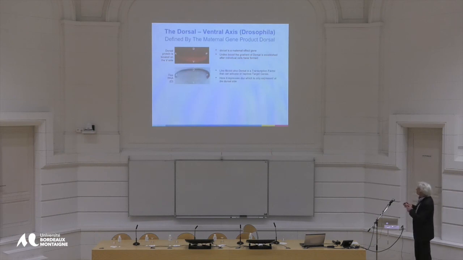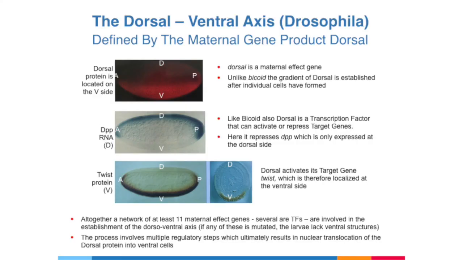Okay, the specifics are not so important. And Dorsal is, you see, positioned at the ventral side. So even though it's called Dorsal, it's deposited at the ventral side. But it is a transcription factor which represses target genes. One of the target genes is DPP, which is decapentaplegic. This gene is suppressed where it is ventral, whereas it is dorsally expressed.